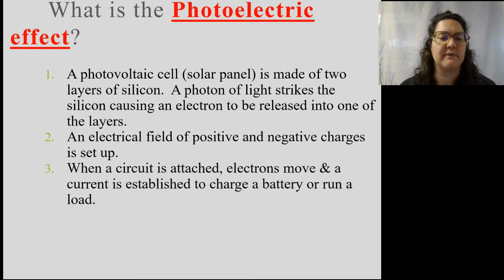So the photoelectric effect is a photovoltaic cell or solar panel. Now, this is typically made with two layers of silicon, and when a photon of light strikes the silicon, this causes an electron to be released into one of the layers. An electrical field of positive and negative charges is set up, and then a current can be established where electrons move, and the current is able to charge a battery or run a load.